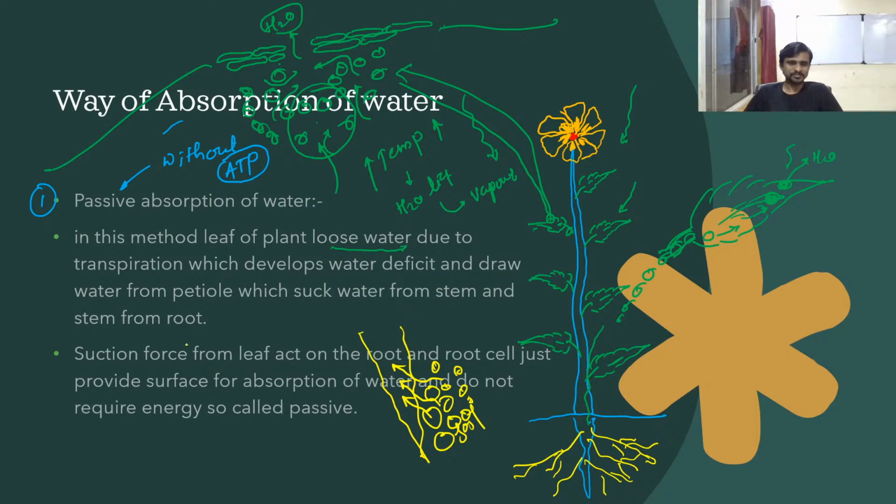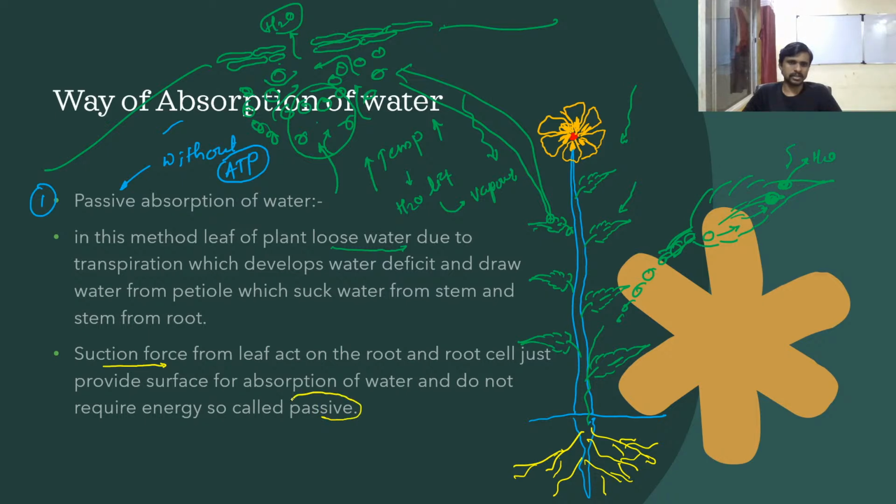So let's see. The suction force from a leaf acts on the root, and the root cells just provide the surface for the absorption of water and do not require energy, so it is called passive.